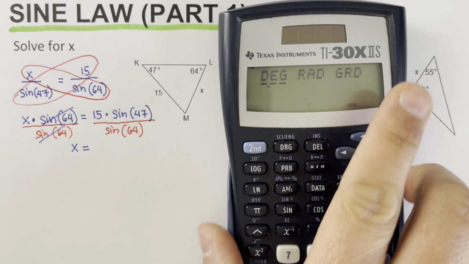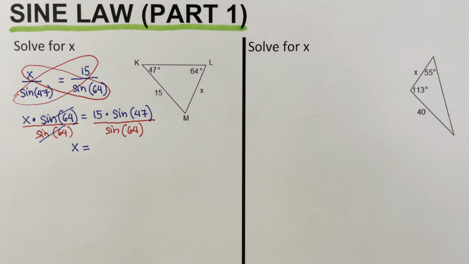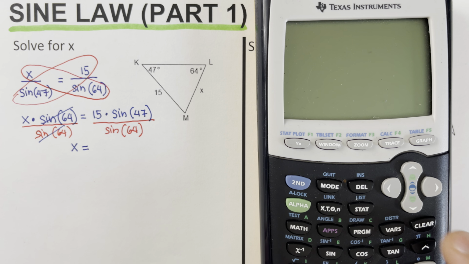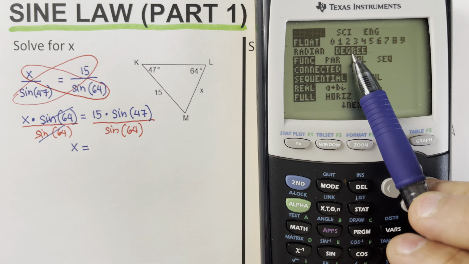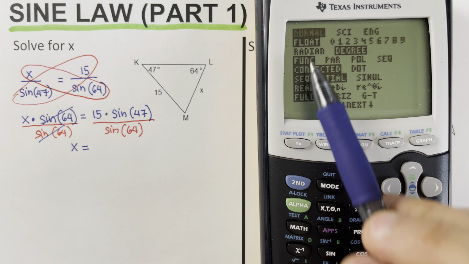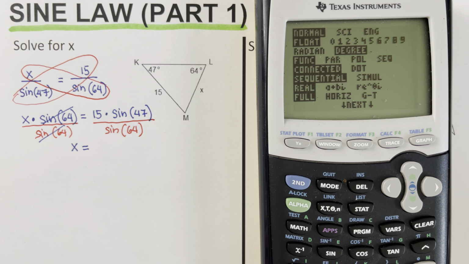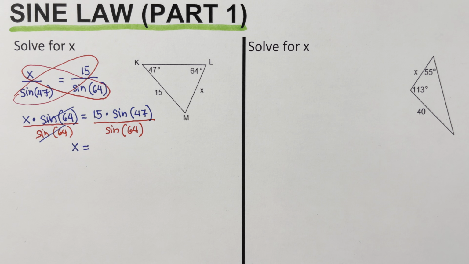Or if you are using the yellow calculator or the TI-84, you are going to hit mode and then make sure that the degree is the one that is highlighted. So if it's in radian, then the value will not be correct. So that we can go ahead and set this up here.